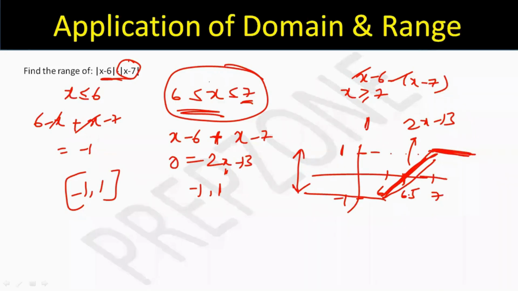Sir, I calculated all these things, but I forgot to -1 के 1 और 1 के बीच में लेना भूल गई, मतलब that 2x minus 13. ठीक है. So because 2x minus 13 is only between x ranging from 6 to 7, so its value is also bounded from -1 to +1.